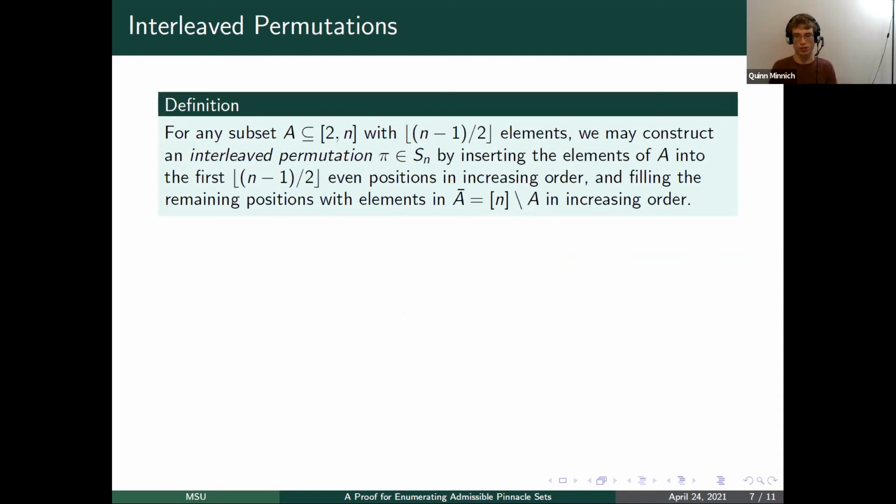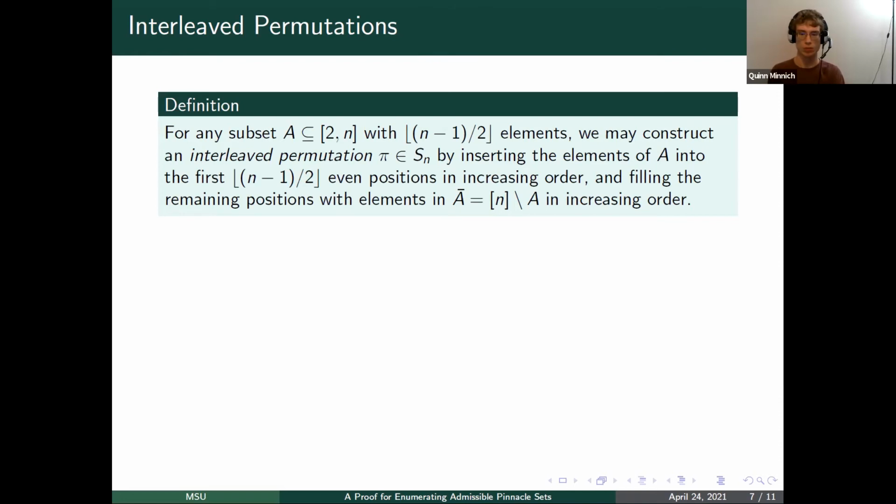I'll start with the interleaved permutations because they're a little bit easier. The important thing about interleaved permutations is that they are constructed based off of a subset of the integers 2 through n, particularly a subset containing just about half of them. So we let A be this subset.